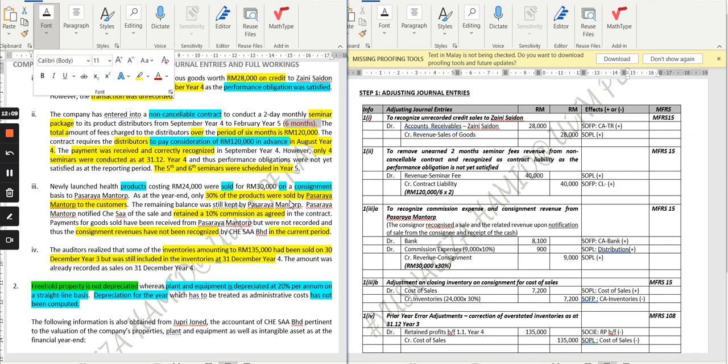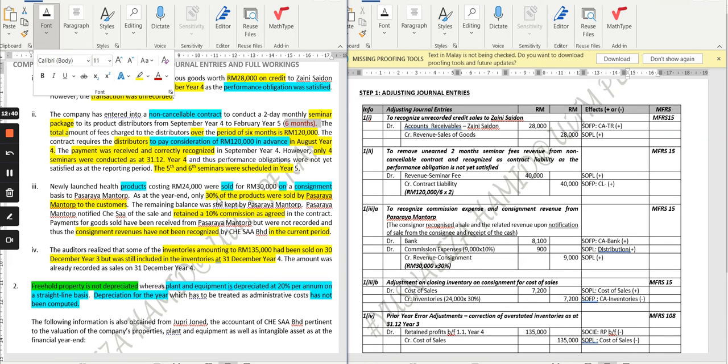And it was sold off by Pasaraya Mantop to the customer. So if you notice under revenue from consignment, you will only be recognizing the revenue based on the amount that is sold off by your consignee. You are the consignor, CHESA, and the consignee is Pasaraya Mantop. So the remaining balance, which is the remaining 70%, was still kept by Pasaraya Mantop unsold.